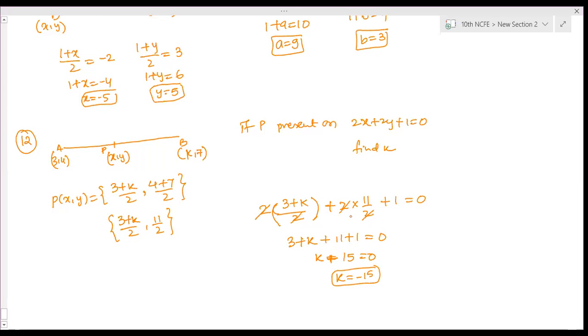Is that clear? Yes, ma'am. Ma'am, for the fourth question, do we have to show that the opposite sides are equal and diagonals don't bisect, or any one? One method you can use. You can use the property of distance formula also. Or here you can show that the diagonals are bisecting each other. Okay, ma'am. So any one, right? Any one.